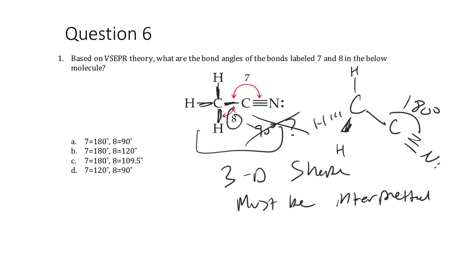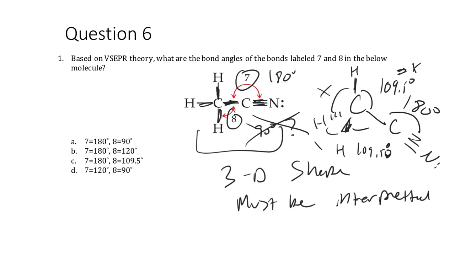That's really 180 degrees. So 7 is truly 180, because if I have 2 domains total, they have to get 180 degrees relative to each other. So 7 is definitely 180. But angle 8 should be described by having 4 domains. This should be closer to 109.5 degrees, and all these angles here should be about 109.5 degrees. So if 109.5 degrees is X, it's the same bond angle around the molecule, approximately. So the answer should be C.